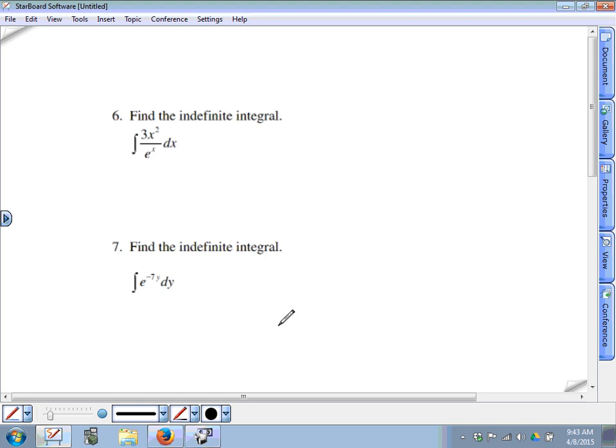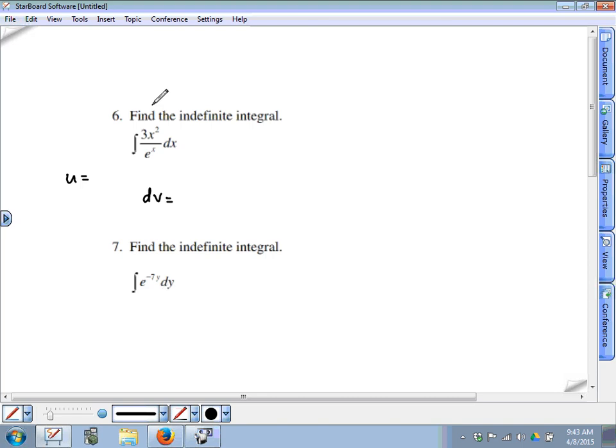Okay, question 6. This ends up being an integration by parts, and we're going to have to do integration by parts twice. Remember the guidelines for integration by parts is you choose u and dv. u should be something that, when you take a derivative, you end up with a more simple form. dv should be something easy to integrate.